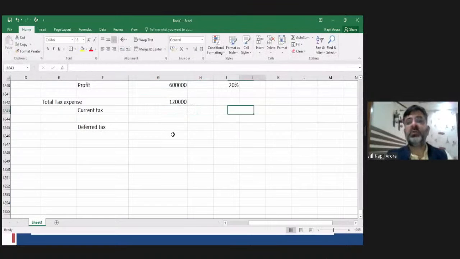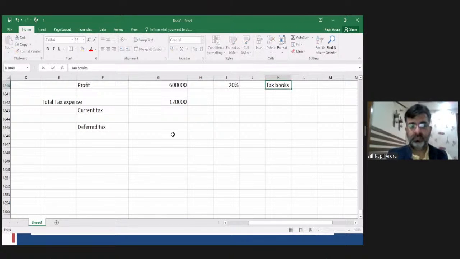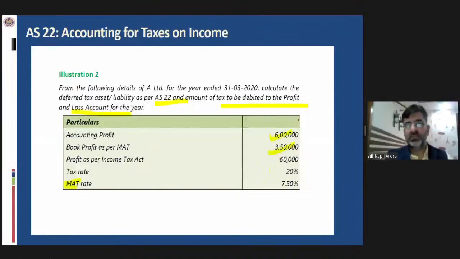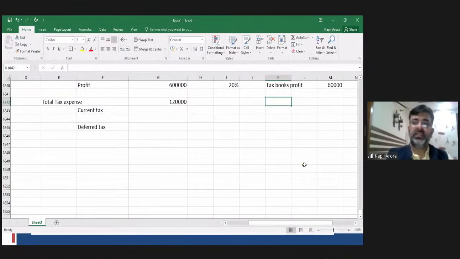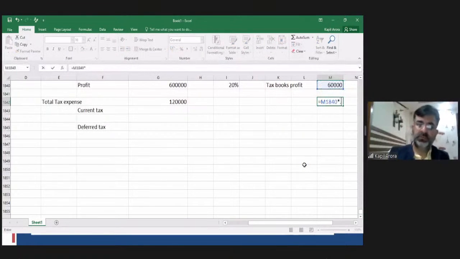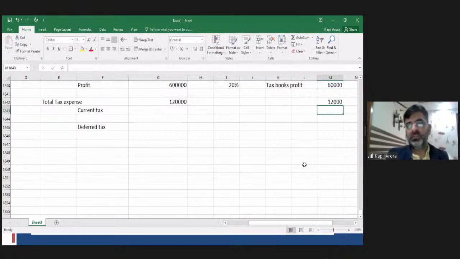Whereas current tax would come from the tax books. How much is the tax book profit? Tax book profit is mentioned at 60,000, right, which is mentioned here. If I apply my tax rate there, my tax would be this into 20%, which is 12,000. So current tax is 12,000.